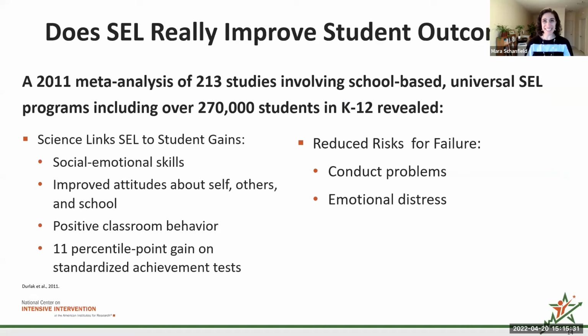So does it really work? You probably are here because you believe in it. The evidence is compelling. It shows that SEL can contribute to and improve academic as well as behavioral outcomes. From the original meta-analysis in 2011 by Durlak and colleagues, we consider reduced risks for failure a really important finding for our conversation today. What we know is that SEL makes a difference, and especially given the challenges of the past 2 years, it is more important now than ever.